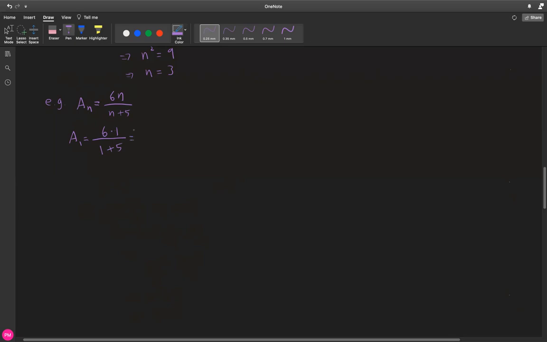So what's 6 times 1? Anything times 1 is the number itself, and 1 plus 5 is also 6. And now you can simply see that the 6's can cancel out, and you have 1. So in this case, with this explicit formula, you have found that the first term of the sequence is 1.